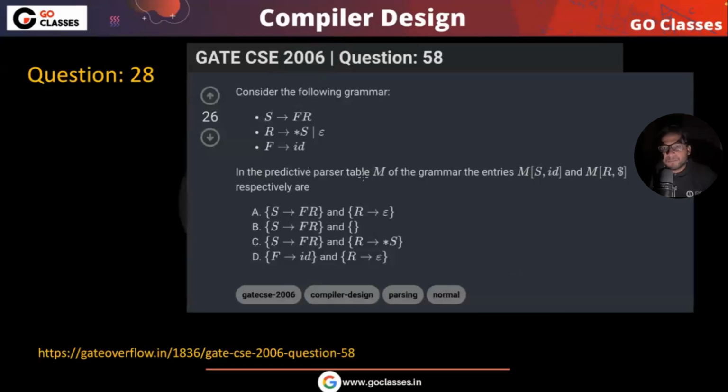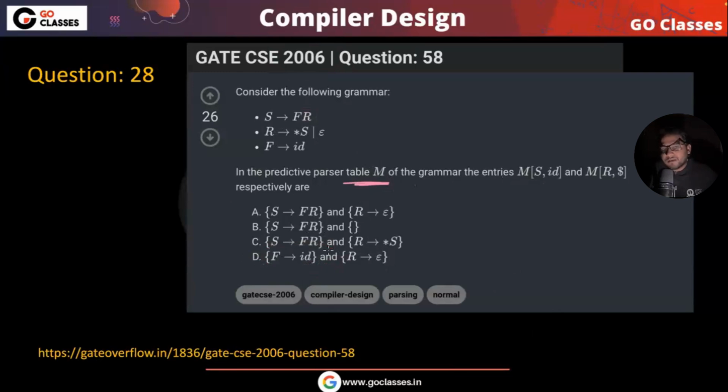Now what they're saying is, in the predictive parsing table, the parsing table name is M of the grammar. The entries M[S, ID] and M[S, R, dollar] will be what? So M[S, ID]. Can you tell me whether it will be having something or it will be null? See, by the options only, you will say that option D is obviously wrong, right? Can M[S, ID] contain this? Obviously no, right? So option D is anyway wrong.